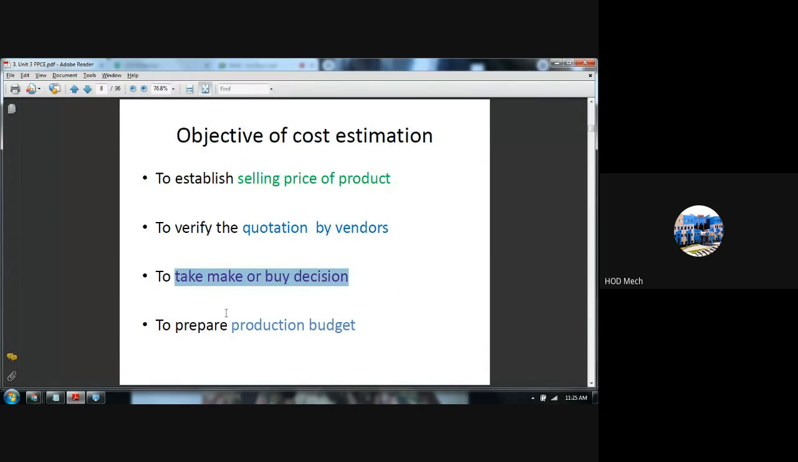Then this cost estimation is used for raising the budget, the production budget. Say I am going to manufacture 1000 motor pumps. For 1000 motor pumps, at 2500 per pump, how much will it come to? This cost estimation is done to raise the budget. Only then will you understand what your total revenue involved in your production will be.